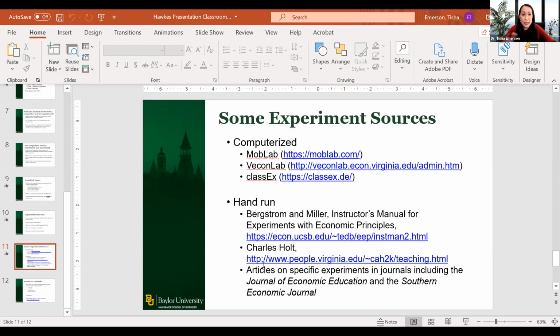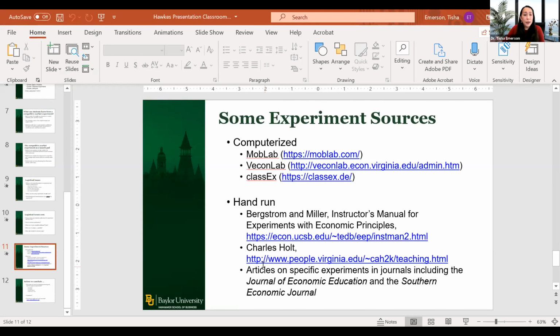Also, Charlie Holt, he's the developer of VEconLab, but he also has a number of experiments, papers presenting his experiments that you can manually run. The papers include instructions. They give you whatever handouts you might need. They talk you through a debrief. So what are some questions you might ask students as part of the debrief? All of that is in all of those papers that Charlie has on his site.